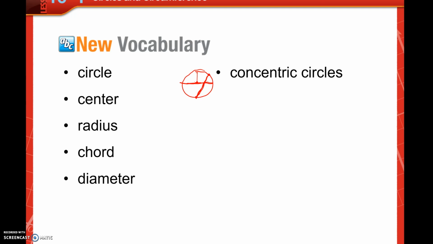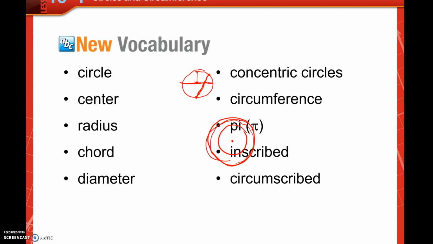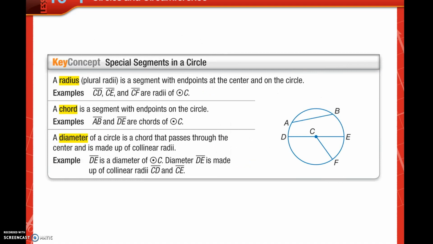Concentric circles are two circles that have the same center. So co means with. So if I had two circles, same center, they're going to be concentric. And then circumference is the length of the distance around the circle. All right, so those are some of the terms we're going to see. We're also going to work with pi a little bit, and then we'll start talking about inscriptions and things inscribed in circles or circumscribed.